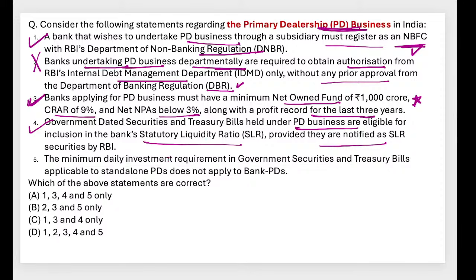ठीक है, minimum daily investment requirement in government securities and treasury bills is applicable to standalone PDs. It is not applicable to आपका bank PD. Bank PD is a kind of integrated with the bank operation. 100% true. ठीक है, तो 1345 means आपका option A will be the right answer for this one.